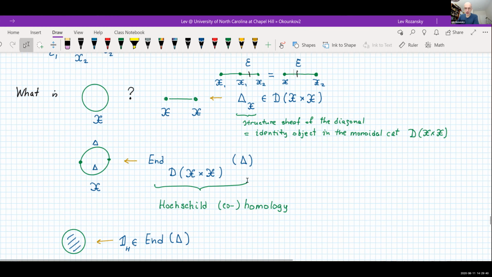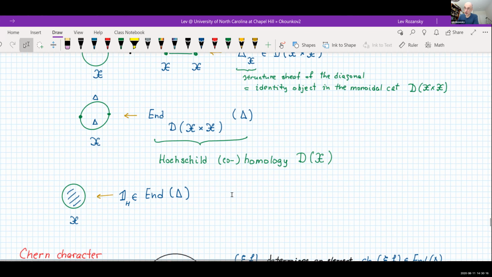So it must be Hochschild homology or cohomology. Again, have to pay attention to orientation to make that choice. Let me ignore this. Of the category of coherent sheaves over X, which is just, let's say, differential forms over X, or multi-vector fields, depending on whether it's homology or cohomology.